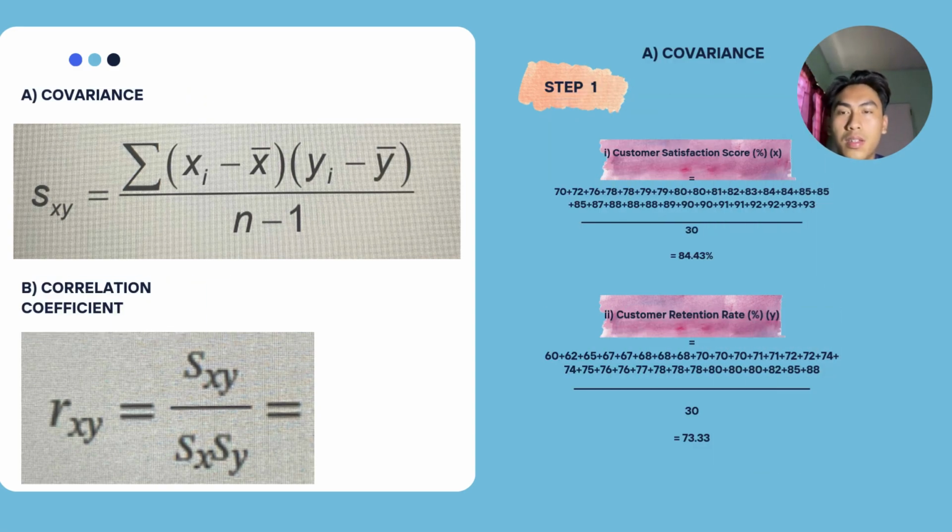So next, this is the formula for covariance and correlation coefficient. For covariance, step 1, find the customer satisfaction score percent. We add all the values of customer satisfaction score and divide by 30. The answer is 84.43%. To find the customer retention rate percent, we add all customer retention rates and divide by 30. The answer is 73.33.